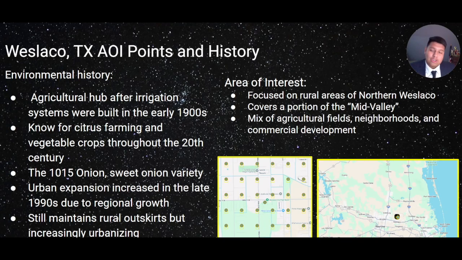So now moving on to Weslaco, Texas. Weslaco became an agricultural hub in the early 1900s after irrigation systems were developed. It's well known for citrus farming, crops, and the 1015 onion. Since the late 1990s, the area has seen more urban growth but still holds on to its rural roots. My AOI involved parts of northern Weslaco, which features a mix of farmland and neighborhoods and light commercial areas.